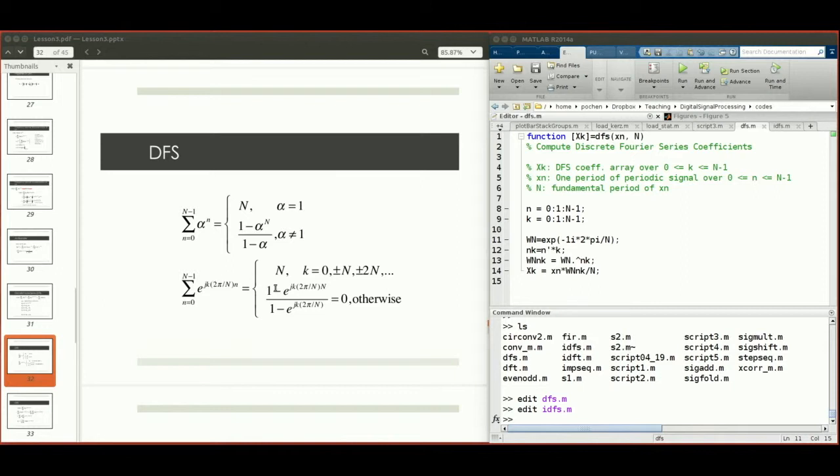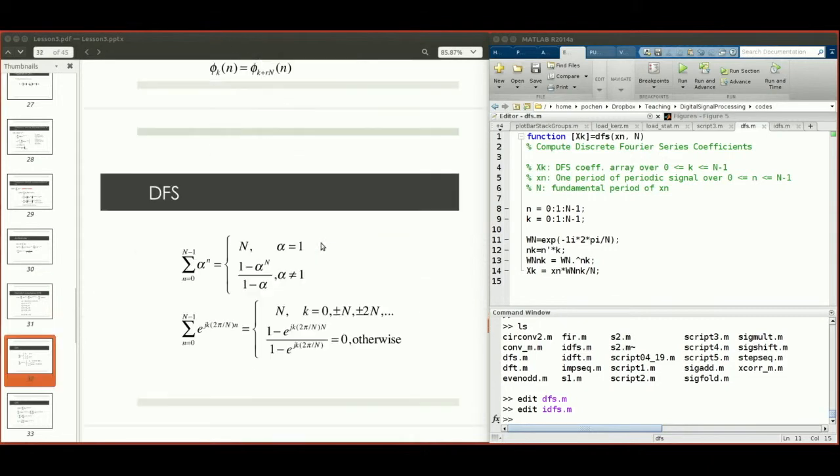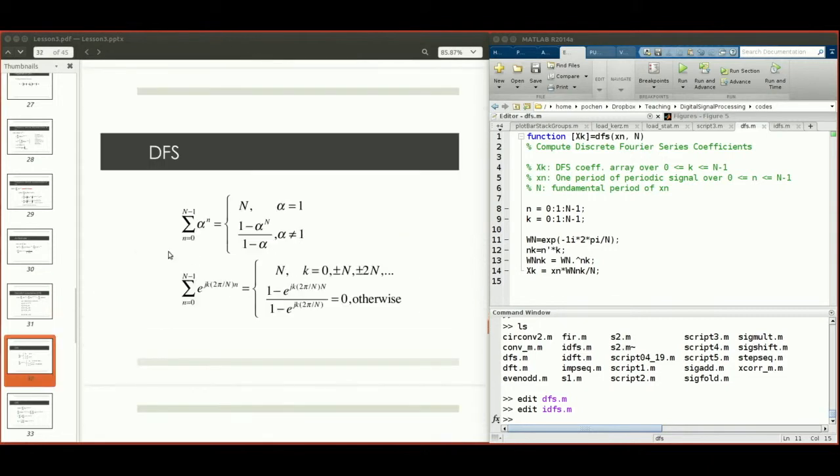Before we actually talk about how we figure out what the coefficient ak is for this particular choice of omega k, let's look at some important results. One of the results is called a geometric series. This summation is called the geometric series. It's basically a summation of the power of alpha, where the power is n, and n goes from 0 to big N subtract 1.